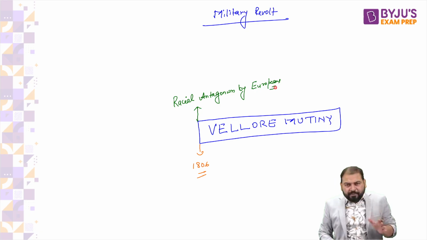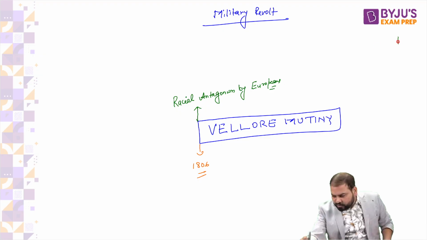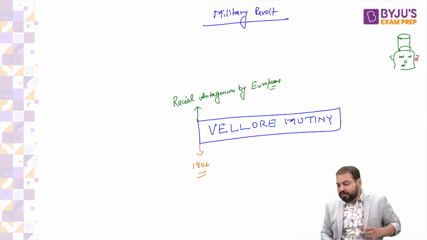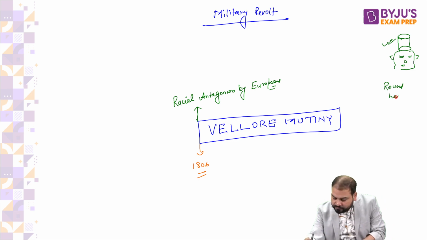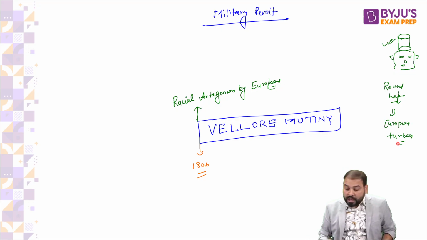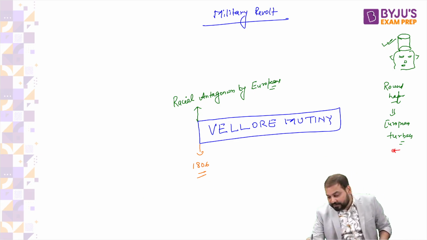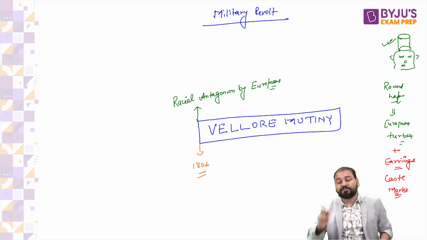See, what happened is that the Britishers introduced a new type of hat. Indian soldiers had to wear this new type of round hat, or if I say it like this, it's like a European turban. And apart from this, there was a ban. They said Indian soldiers cannot wear earrings. They said Indian soldiers cannot have caste marks.